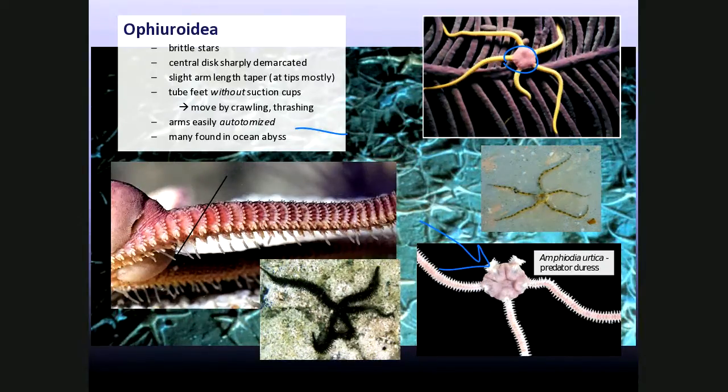They have tube feet, but they don't have suction cups, so they're used for crawling or more like thrashing around. You see this one's on land. They don't move very gracefully. They're more like just thrashing around. But the tube feet kind of work like the setae in the worms. They give them a little bit of traction so they can move.